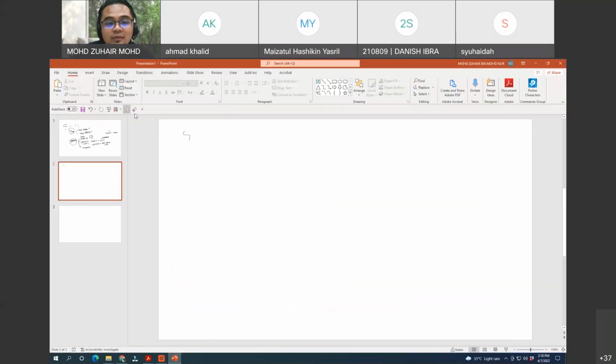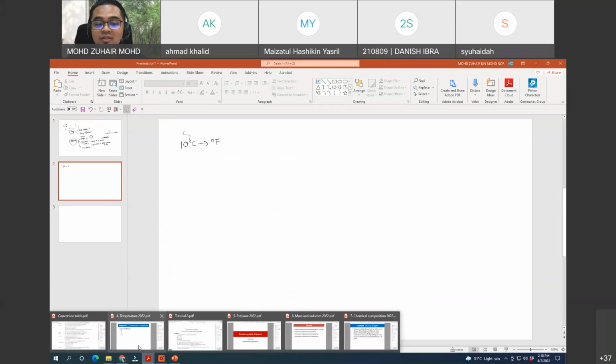Okay, so we have 10 degree C. We want to convert to degree Fahrenheit. Okay, so how to convert? Do you need to memorize all the formula related to the conversion of this? Well, actually, it's already been provided in the conversion table too.